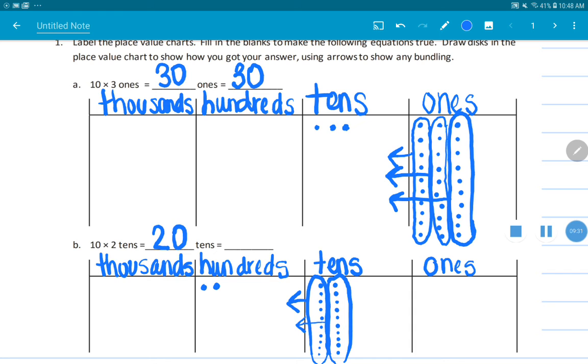What's that number look like in standard form? Amy? Okay, how do I write that? 200. 2 in the hundreds place, 0 in the tens place, and 0 in the ones place. Questions about those two? Okay, let's go on to the next one, part C.